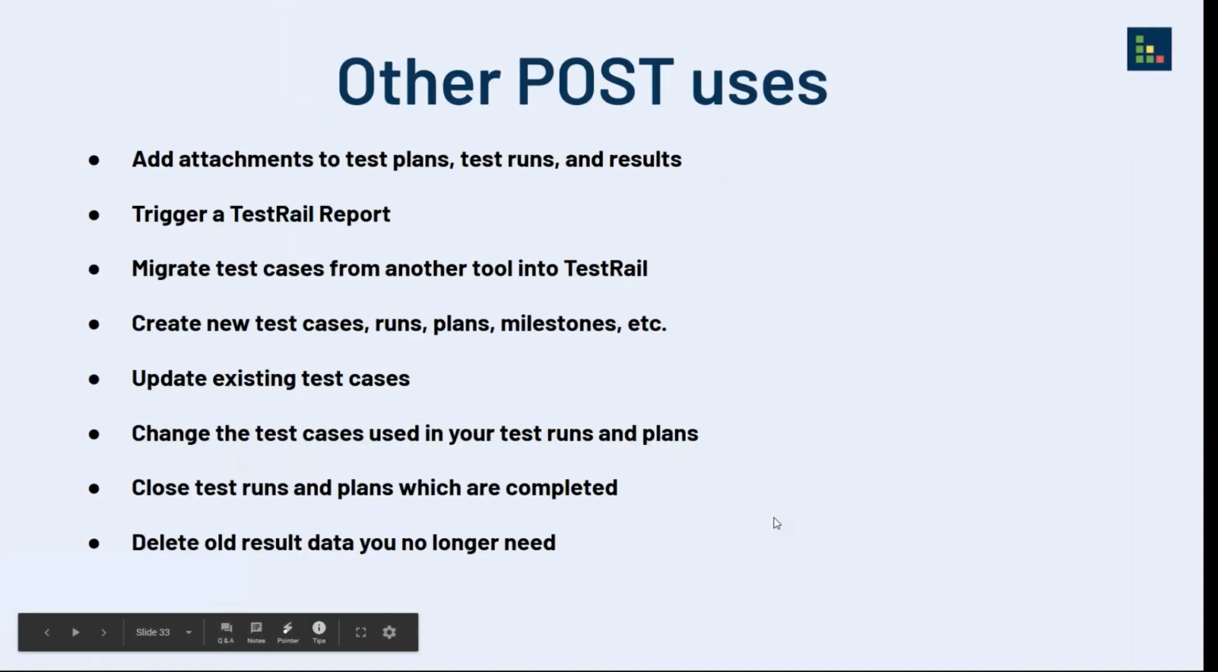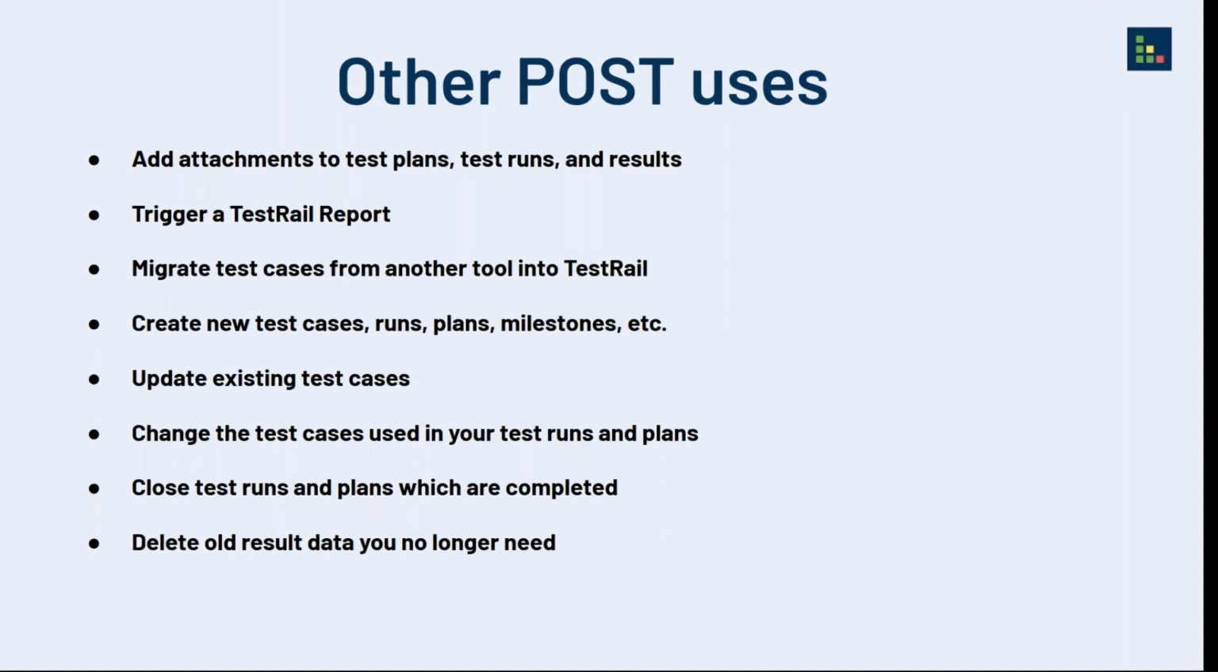So other than submitting results to your test runs, there are other uses for POST requests in TestRail. You can add attachments to test plans, test runs, and test results. You can trigger an existing TestRail report, which is configured to allow kickoff by the API. You can migrate test cases from another tool into TestRail if you're coming from any other tool, or even Excel. If you can collect your test data, you can migrate it into TestRail using the API.